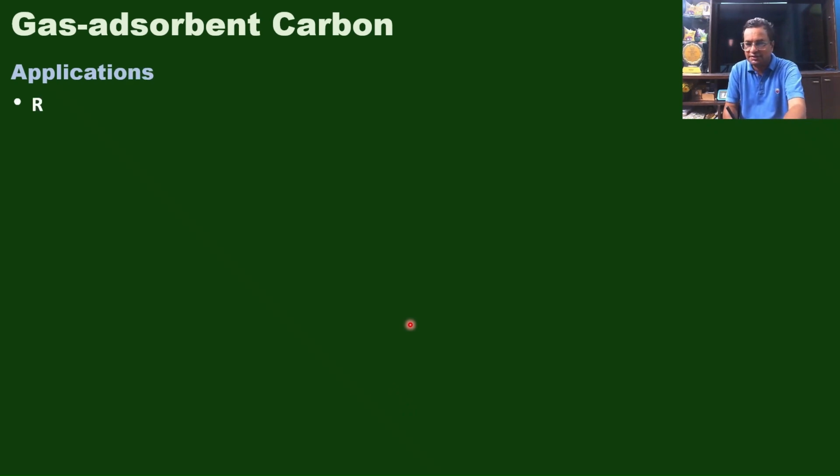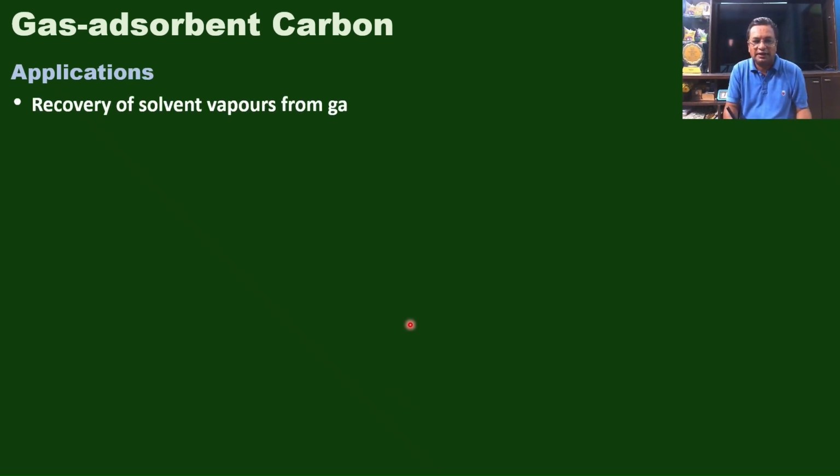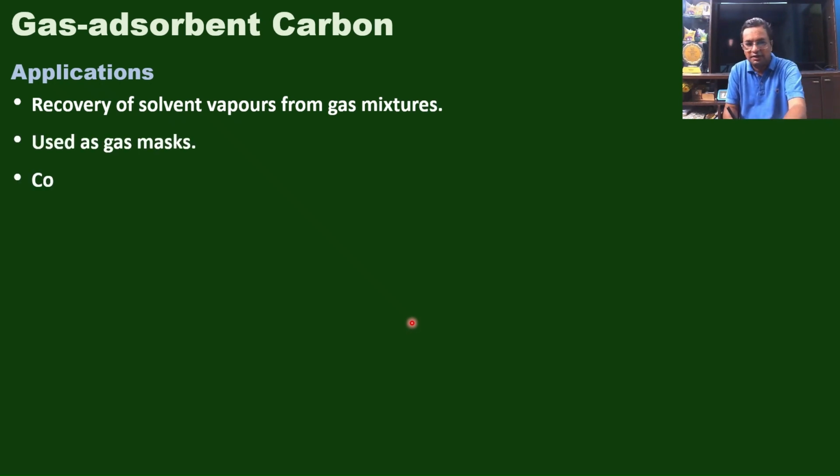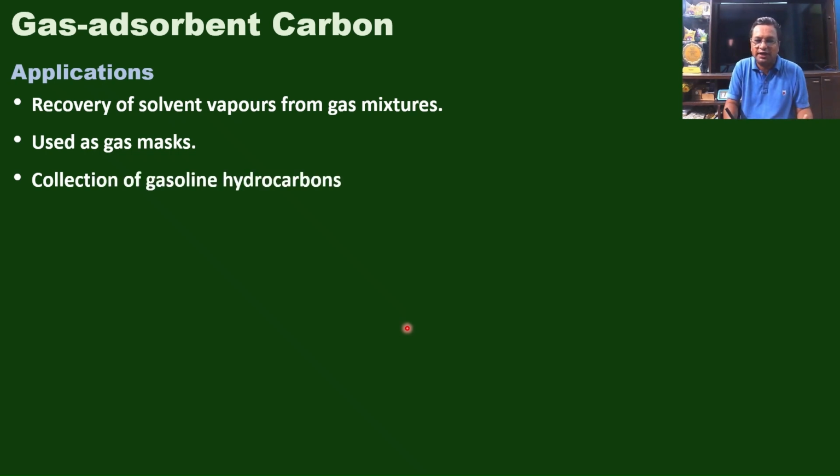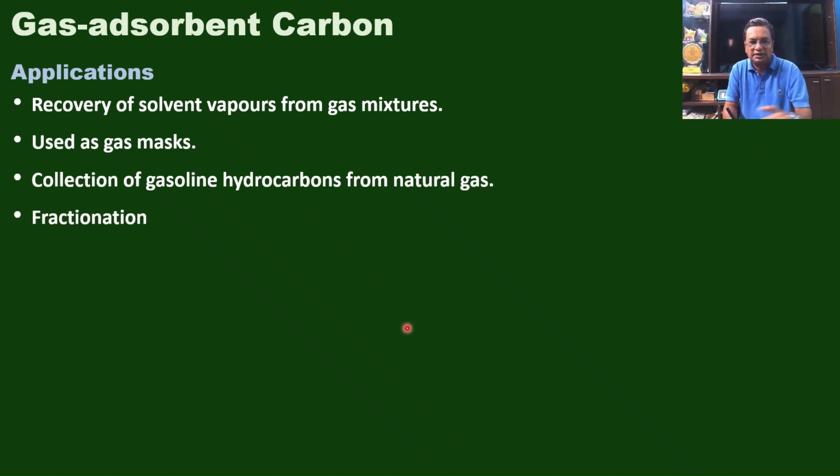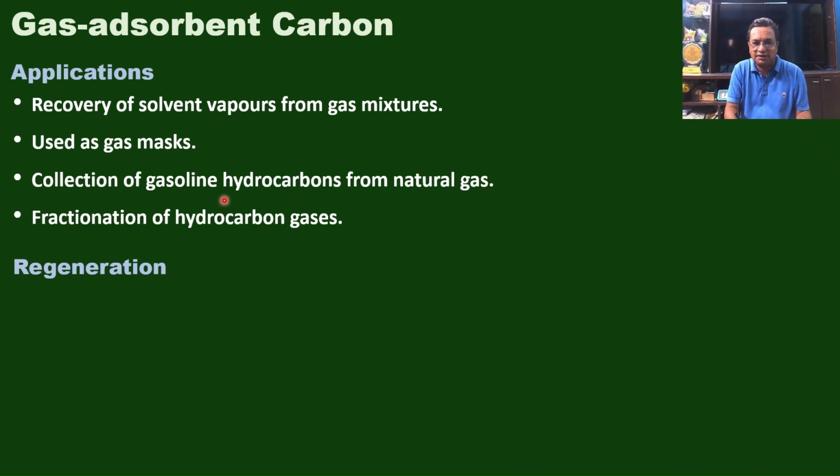What are the applications for gas adsorbent carbon? They are used in recovery of solvent vapors from gas mixtures. They are used as gas masks, and they are also used for collection of gasoline hydrocarbons from natural gas. They are used for fractionation of hydrocarbon gases. So these are the various applications for gas adsorbent carbon.